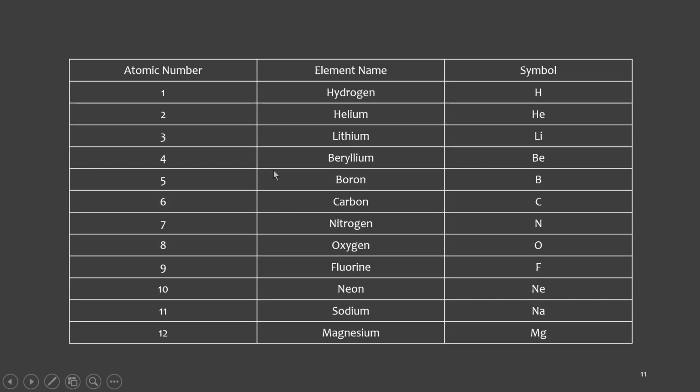These are the atomic numbers of the first 12 elements of the periodic table. You need to memorize these in order to have a better understanding of inorganic chemistry or atomic structure. So the atomic number of hydrogen is 1, and for helium it's 2. For lithium it's 3, for beryllium it's 4, boron 5, and so on, sodium 11, magnesium 12. So you must memorize these.